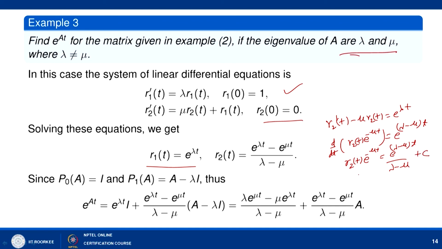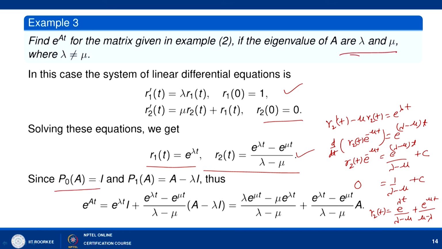Now, r2(0) is 0. So, this is 0 and this is 1 upon (lambda minus mu) plus c. So, the constant is given as minus 1 upon (lambda minus mu), and you can put it here. So, let me write it here, r2(t) is basically, multiplying by e^(mu t), e^(lambda t) divided by (lambda minus mu) plus e^(mu t) divided by (mu minus lambda). So, when you simplify, you will get e^(lambda t) minus e^(mu t) divided by (lambda minus mu). So, here we get r2(t).